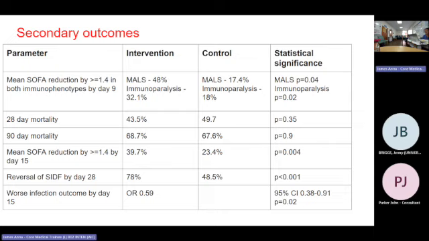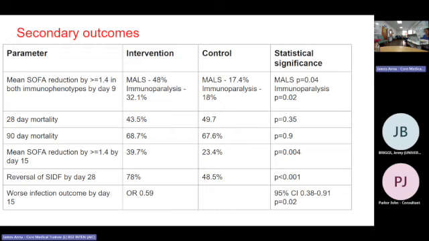Now, there were a few secondary outcomes that they looked at. One was looking at the SOFA reduction in both groups separately, the MALS group and the immunoparalysis group. Again, there was improvement with intervention, and that was also statistically significant. The other thing they looked at was mortality.